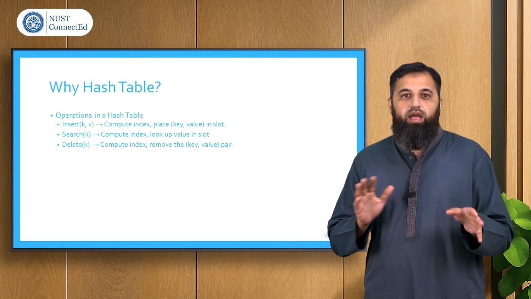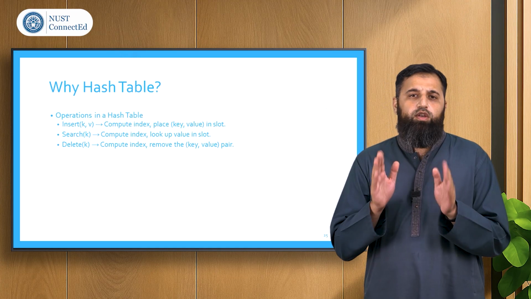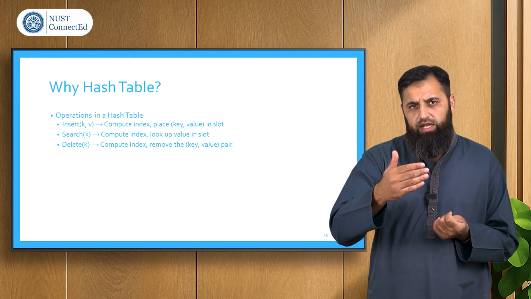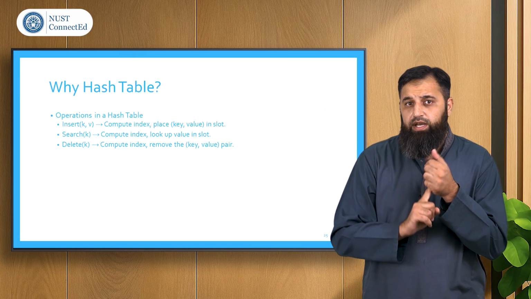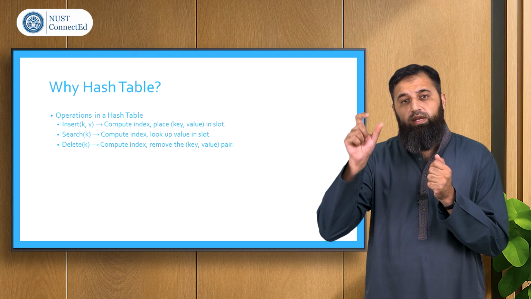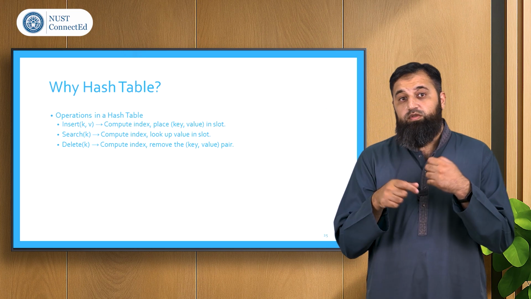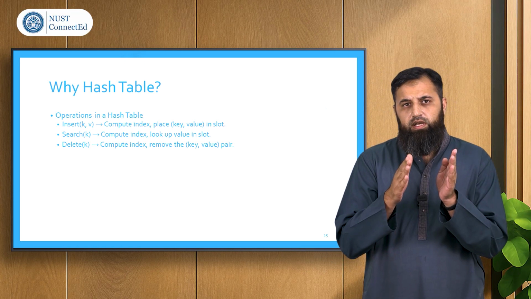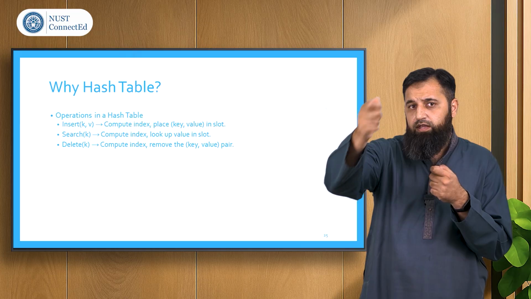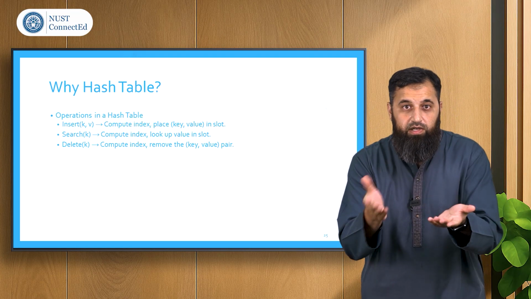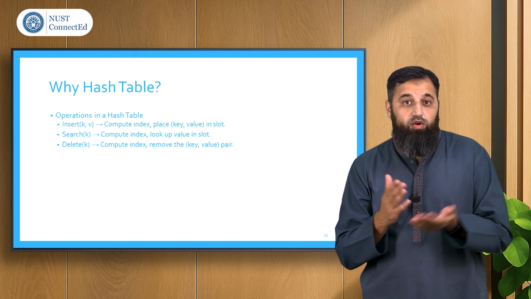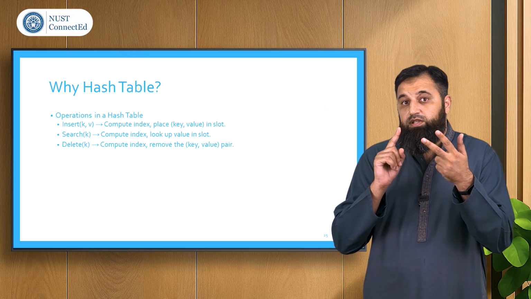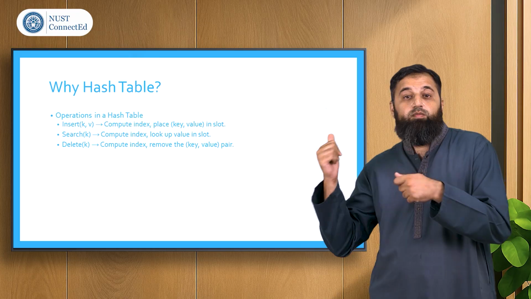So, why are hash tables important? We need to first look at the operations that we can perform on hash tables. This includes inserting a key and a value: we compute the index, and then we place the key-value pair in that particular slot. We could search with a particular key. Here again, we convert the key into an index, look up that index, and get the value from that index, which is the value that you were searching for. Or we could delete an entry by some key. We again compute the index, and then we simply remove the key-value pair at that index.